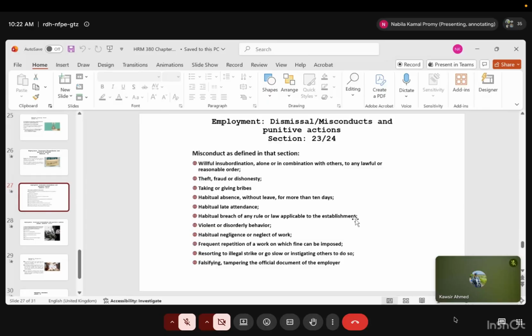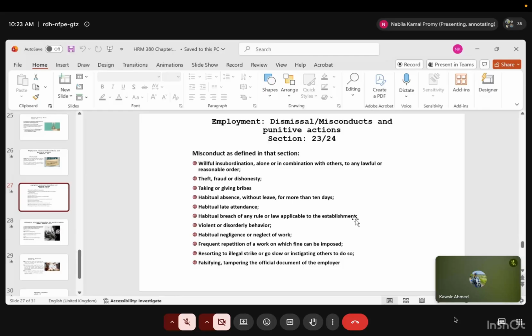You are constantly late at work. Even on that ground, the company can dismiss an employee. Or, let's say, habitual breach of any rule. Of course, if you are breaking a rule for the first time, the company will give you a second chance. But if you are breaking the rules of the company again and again, on that ground the company can dismiss an employee. Or violent or disorderly behavior.